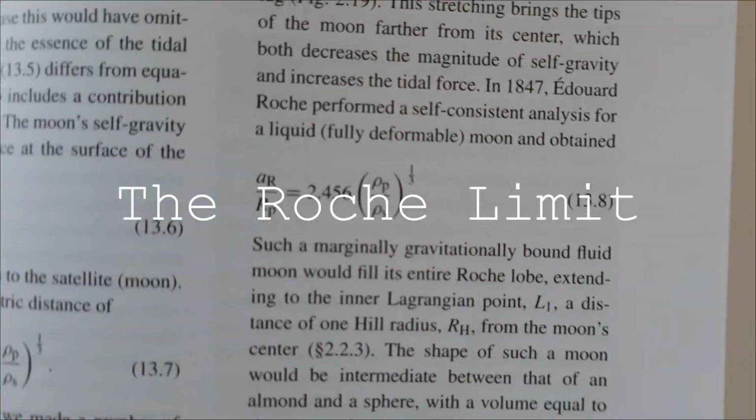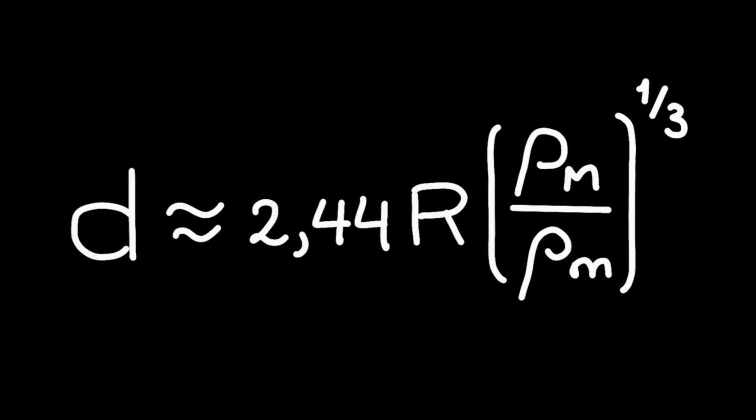The distance from a planet where a moon-like object gets ripped apart is called the Roche limit, and it can be approximated by this equation. As you can see, the limit depends on the density of the moon-like object. The higher the density of this moon, the smaller this distance gets. Thus, the closer it can get before getting ripped apart.